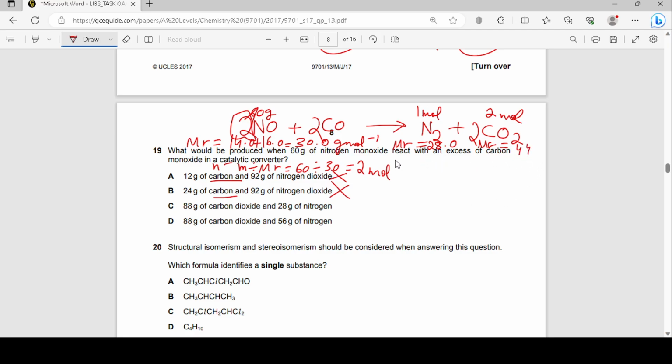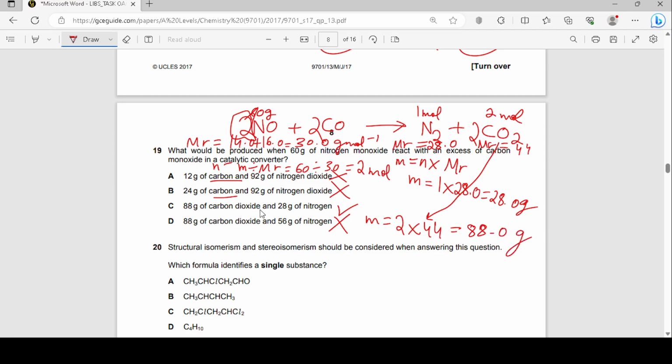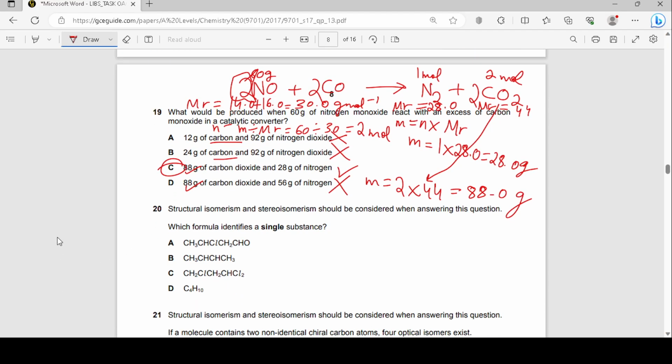And now you're just going to calculate the mass. So mass equals the moles times the molar mass. So the mass of the nitrogen formed is 1 times 28.0, so that's 28.0 grams, right? So that means C is probably my answer, but let's confirm by checking the mass of carbon dioxide as well. Which is going to be 2 times 44, which is 88.0 grams, right? So that means that yes, C is my correct answer. Okay, now let's go to the next question.